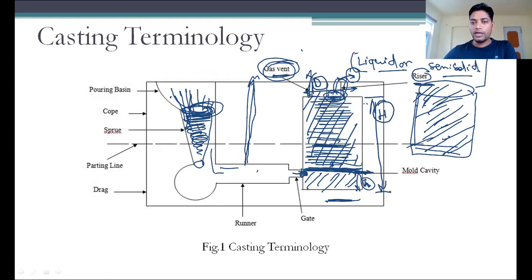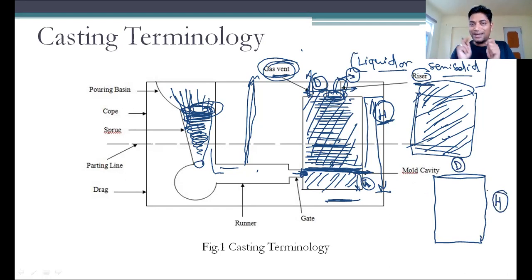So if we have to form the solid cylinder of H height and D diameter, before that we have to create this mold cavity, because in the mold cavity only we are filling the molten material. So how are we creating this mold cavity? First of all, we are creating a pattern of the same height H and the same diameter D.